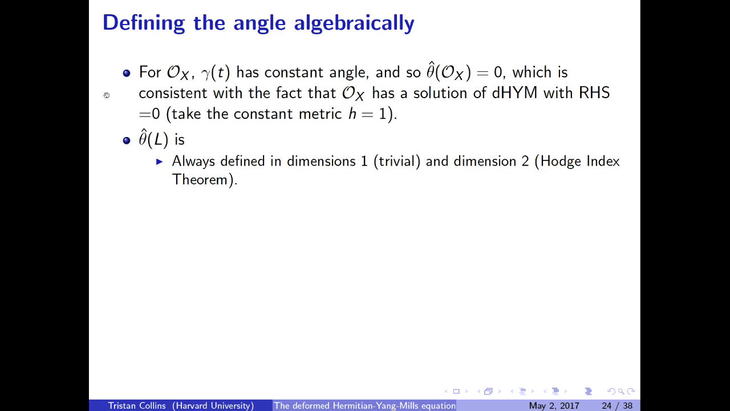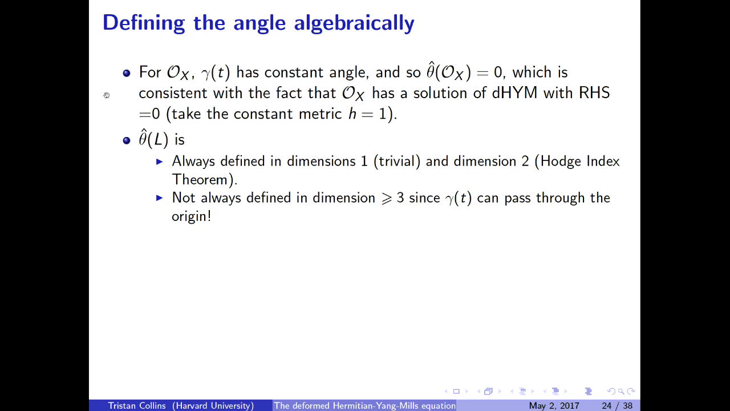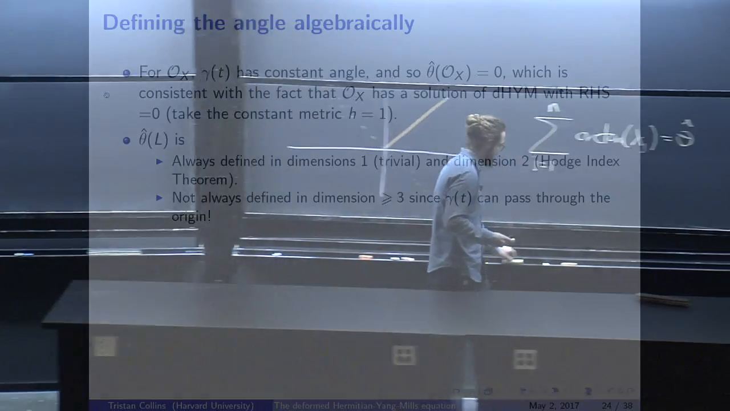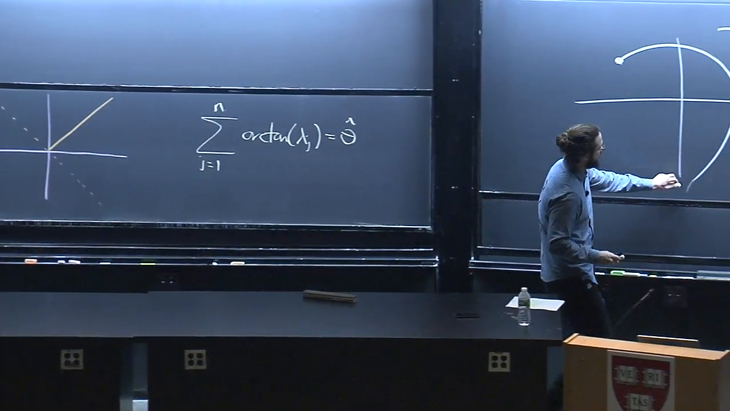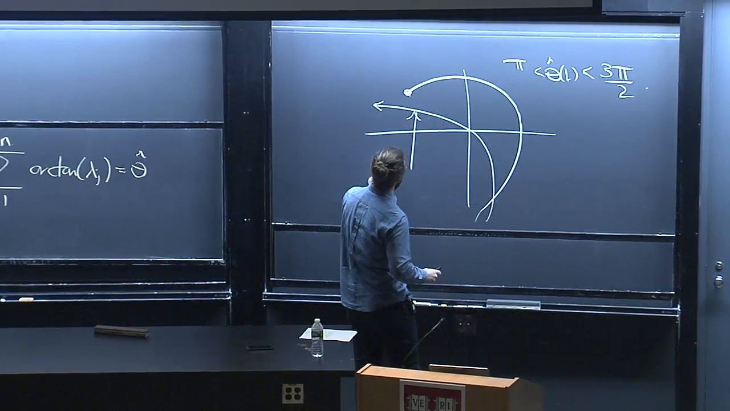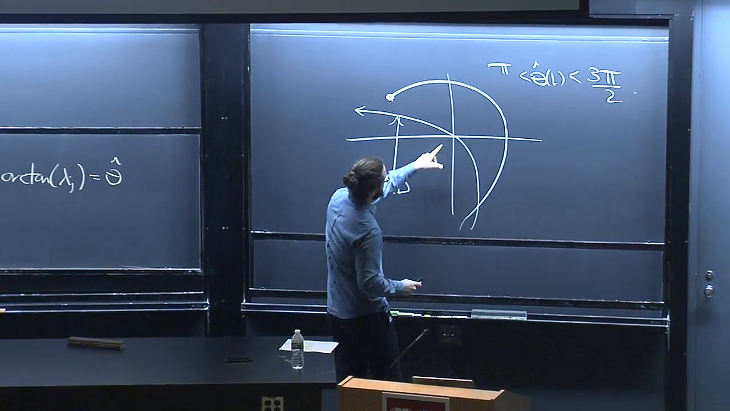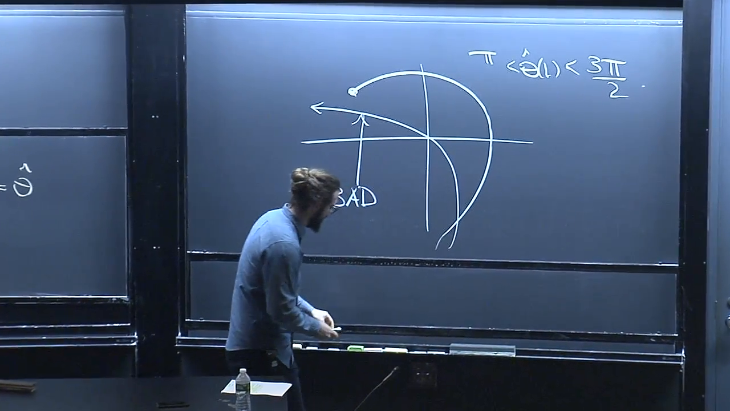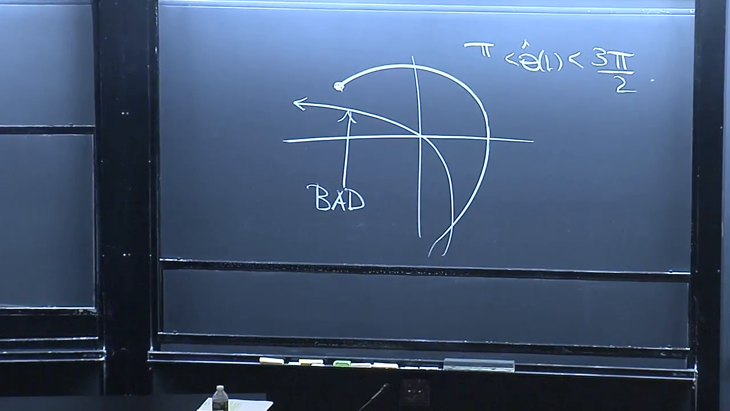Okay, so when is this angle defined? Well, it's always defined in complex dimension 1, and so that's trivial. In complex dimension 2, it's always defined, but that turns out to be a consequence of the Hodge index theorem. In dimension 3, already you run into trouble, and the reason is that you can have paths which pass through the origin. So there are paths which do this, and this is bad, because as soon as it passes through the origin, there's no obvious way to lift the angle. We can't keep track.